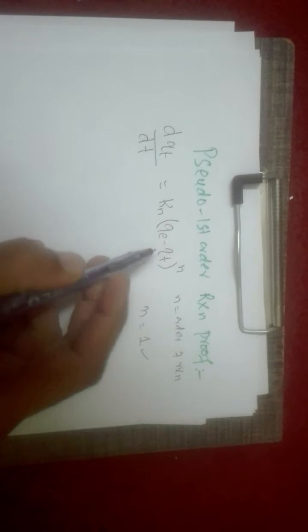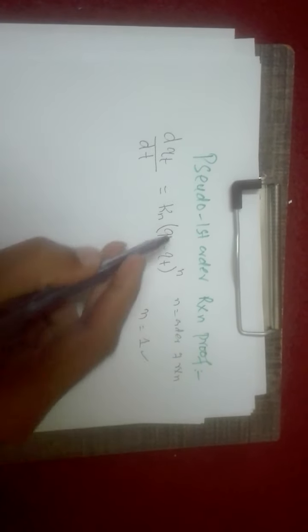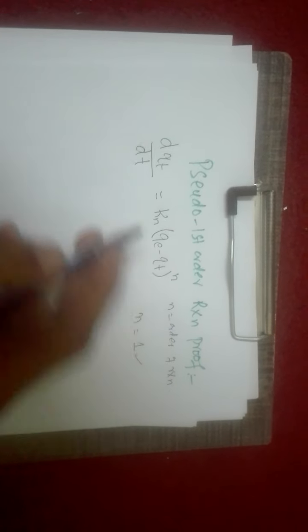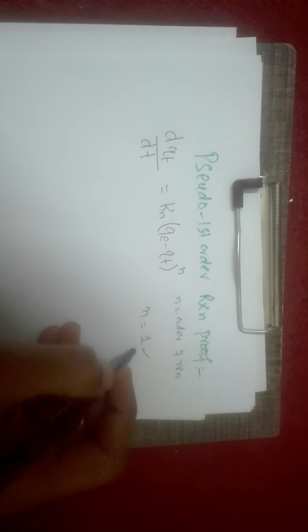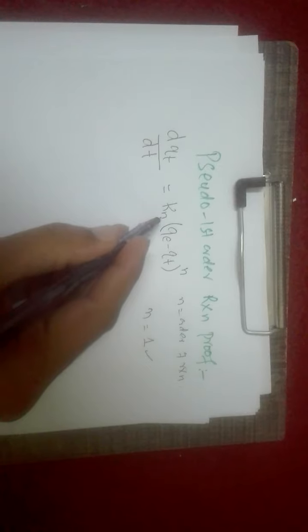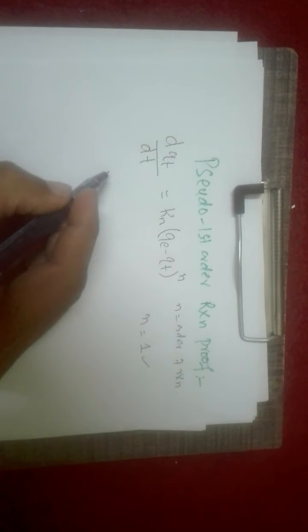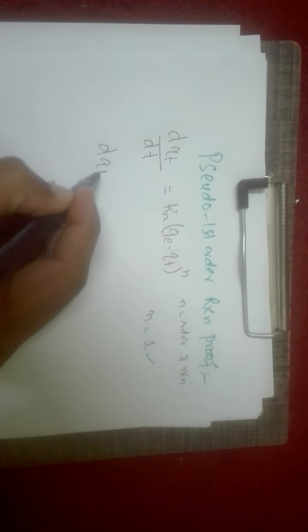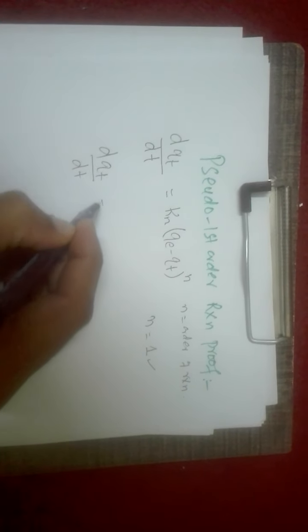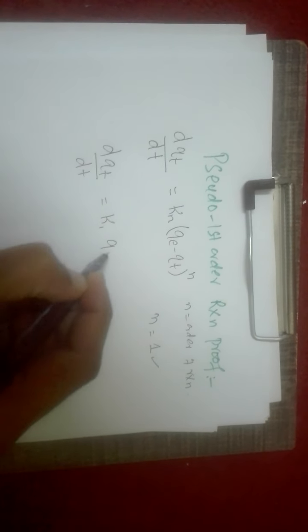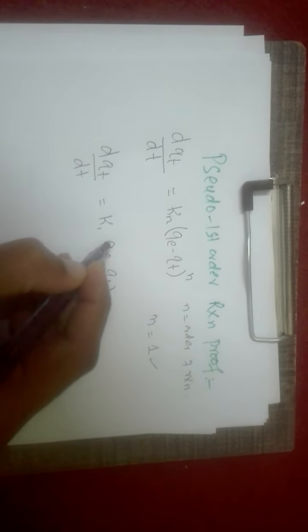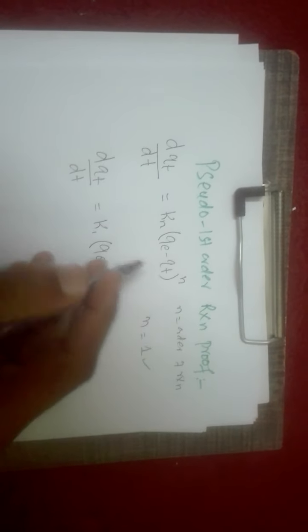It is not the first order, but actually it is a second order reaction, but we make it a first order reaction, which is pseudo first order reaction. So for pseudo first order reaction, n is equal to 1. So dQt/dt is equal to k1 (Qe minus Qt) to the power 1.